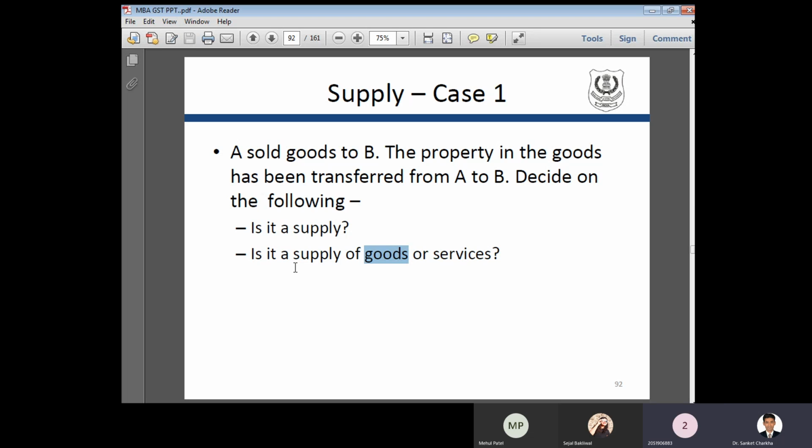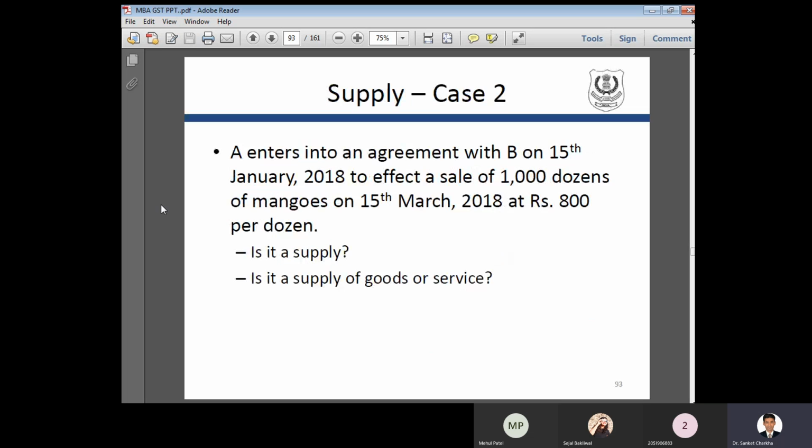These types of questions will be asked in the examination. The same type of question will be provided to you, and you have to identify whether it is a supply, and if it is a supply, whether it is a supply of goods or a supply of services. Case number 2. A enters into an agreement with B on 15th January 2018 to effect a sale of 1000 dozens of mangoes on 15th March 2018 at rupees 800 per dozen. Is it a supply?